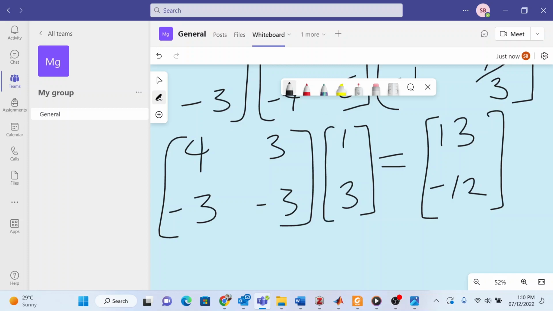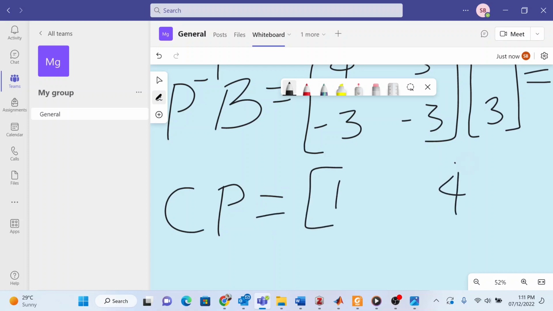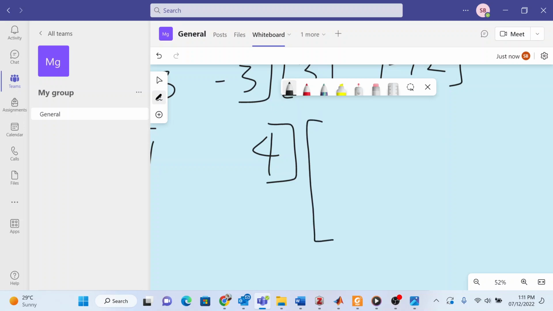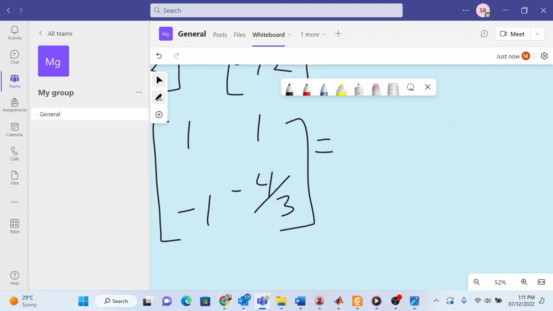Okay, so now we also need to get CP. Our CP is, we know what our C is, and we know what our P is. So let's put them together. This is going to be 1 minus 1 is 1, and this is minus 4 all over 3. When you multiply them together, this is 1 by 2 and this is 2 by 2. When 1 by 2 multiplies 2 by 2, the eventual answer is going to be 1 by 2. That is minus 3. Then minus 13 all over 3.